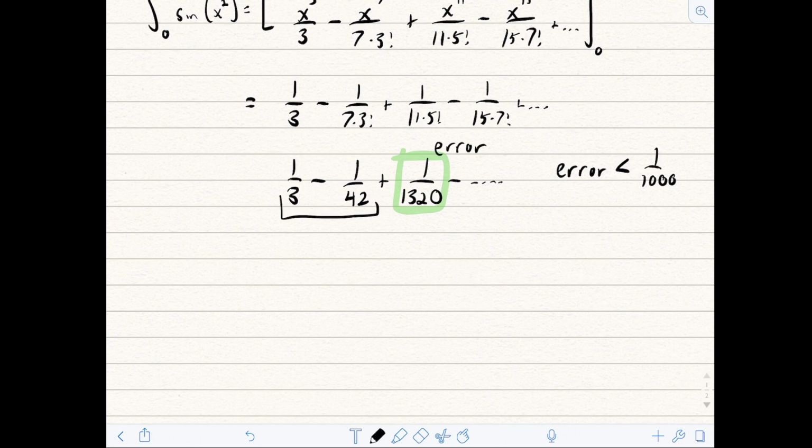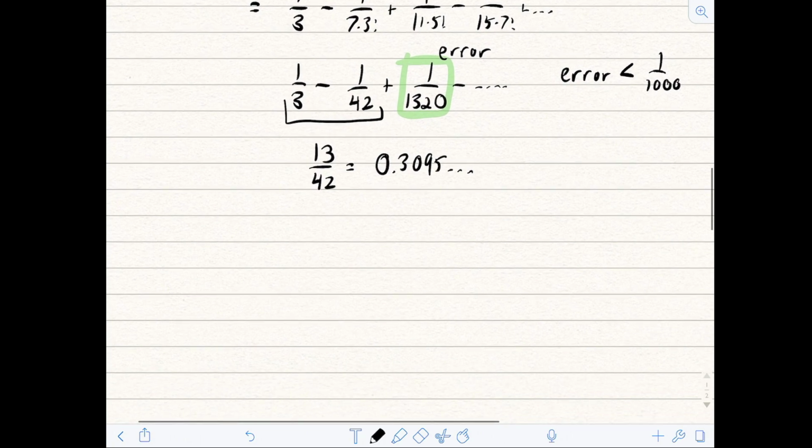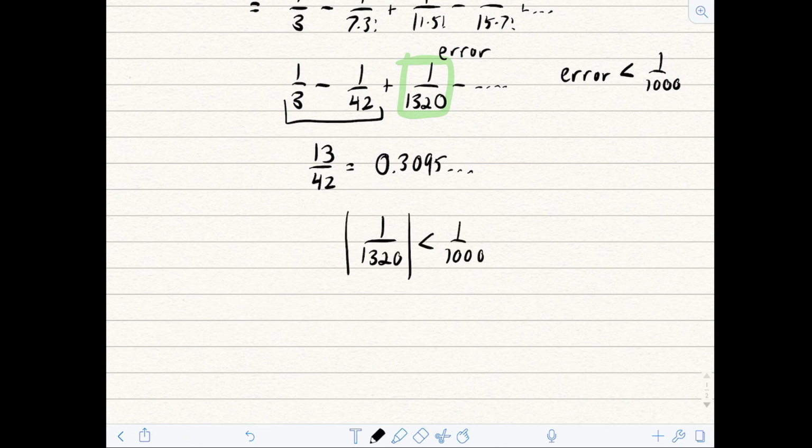And this is actually going to be my accurate number, which in this case is going to be 13 over 42, which ends up roughly being 0.3095, and so on and so forth. Okay, so I can say that the error itself is going to be 1 over 1,320, which is less than 1 over 1,000. Remember, that's also the absolute value. So we can say that this specifically right here is going to yield my error.